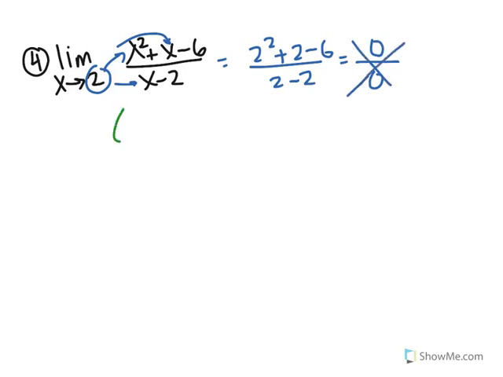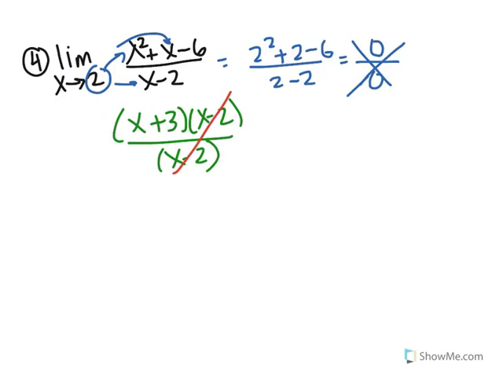This can probably factor. So I need to find two numbers that multiply to negative 6 and add to 1. So I think I have x plus 3 times x minus 2, and the denominator is x minus 2. So it looks like these end up canceling. Now I can try plugging it into the simplified version. So I get 2 plus 3, or the limit is 5.